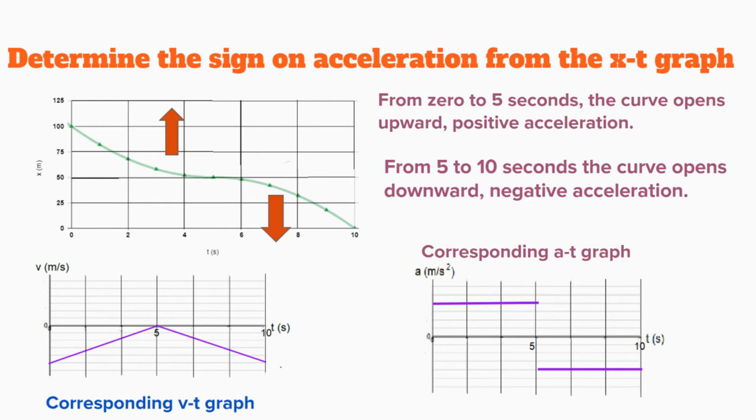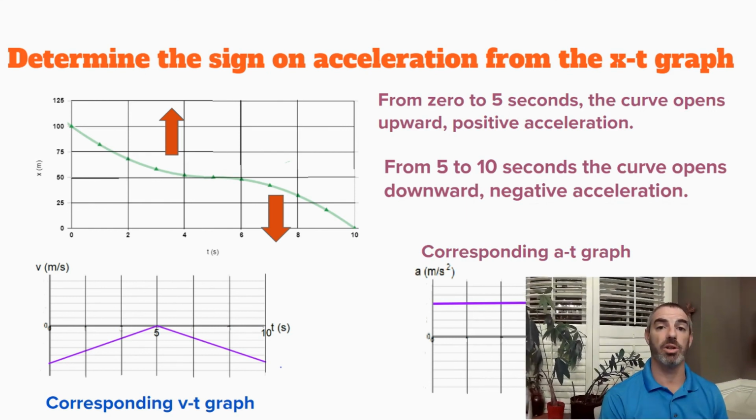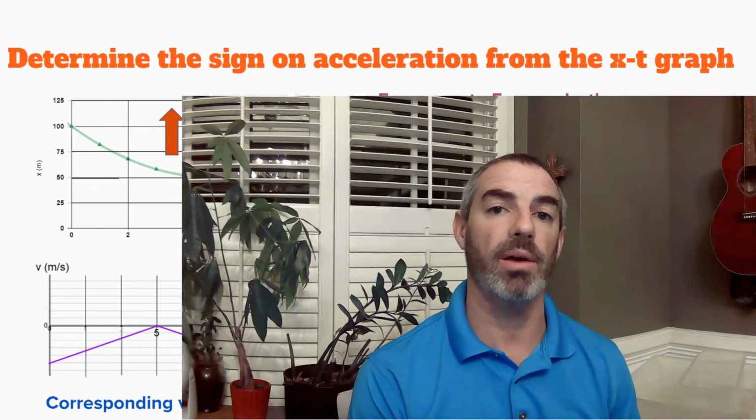So when we draw the corresponding acceleration time graph, we know from the concavity opening upward, we should have a positive acceleration. We also have a positive slope on the velocity time graph. And the acceleration time graph from 5 to 10 seconds is negative because the slope is negative, and the concavity of the position time graph is negative. So this is how you can determine sign on acceleration time graphs and drawing acceleration time graphs.